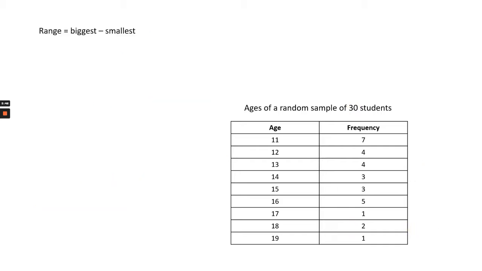Now, let's have a look at the range. The range is the largest value, take away the smallest value. Now, we might be tempted to go, right, well, I've got 7, take away 1. Okay, so the range is 6. We don't use the frequency to calculate the range. The range is on our actual data, and this column here, the ages, is our actual data.